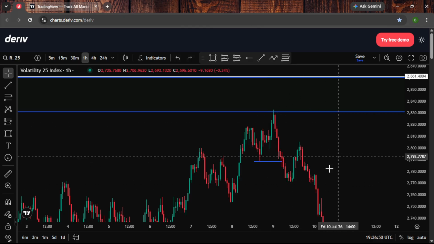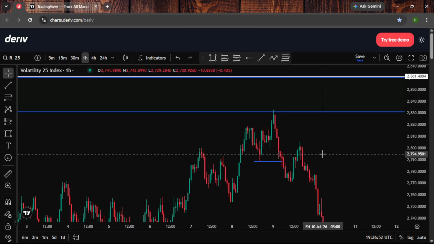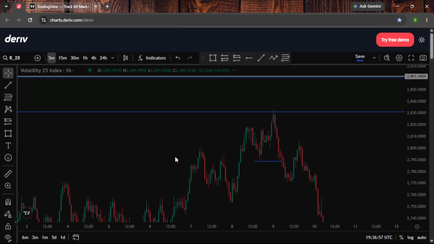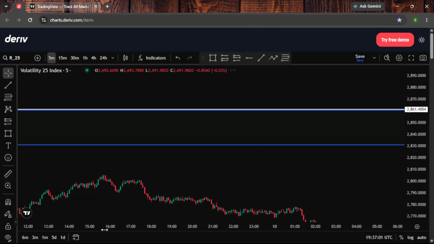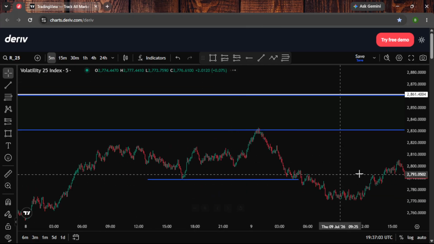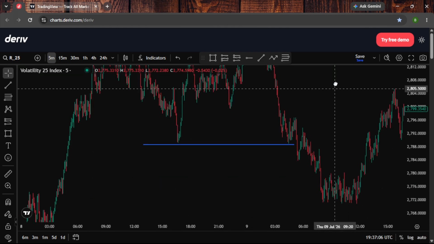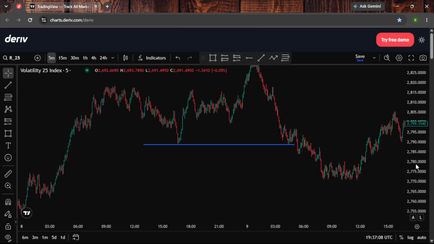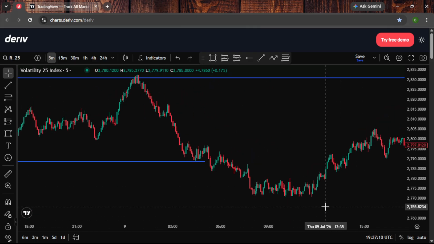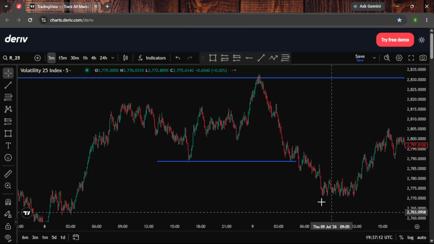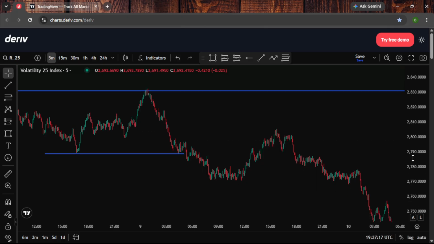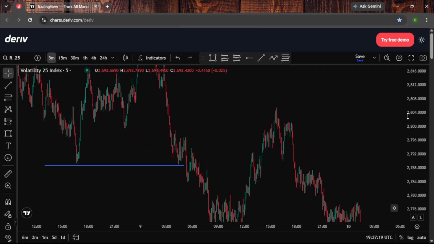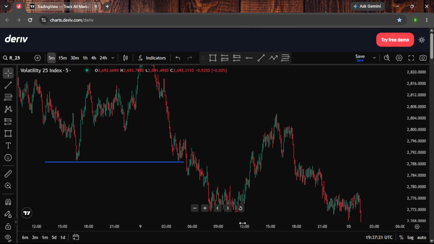People take their entry here in the H1, which is fine, but what I did on this particular trade, I went to the 5 minutes time frame. So after going to the 5 minutes time frame, I saw this. Let me show you what I did in this time frame. So what I did was, this was the swing high and swing low, and all these are liquidities here.